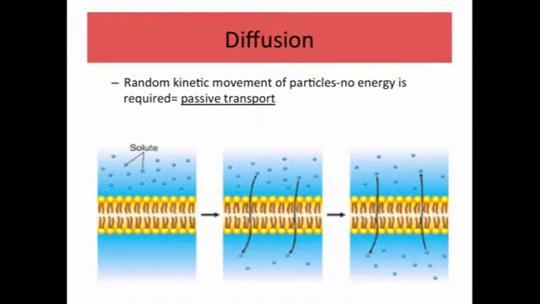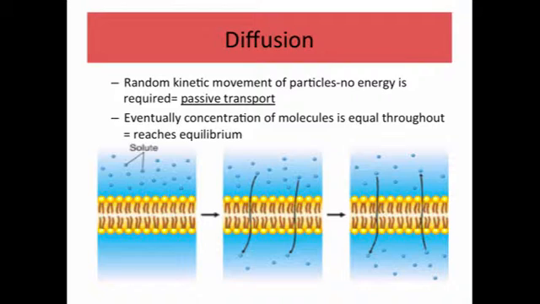Now, this involves random kinetic movement of particles. No energy is being applied to this situation, and when no energy is being applied and you have movement of molecules, we call that passive transport. So when we have things moving across a membrane, it's either going to passively move with no energy, or it might actively move, where energy is going to be required. Diffusion only involves passive transport because we're never going to put energy in this situation. And it's always going to try and reach equilibrium.